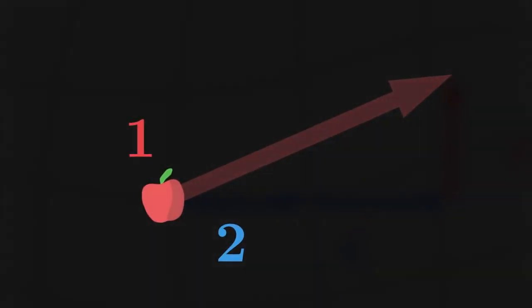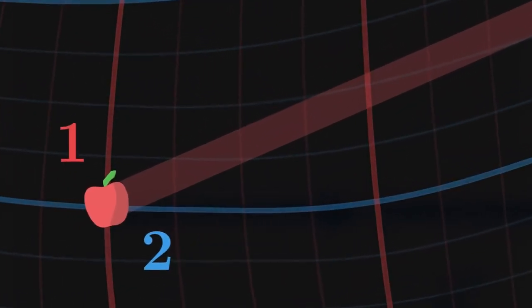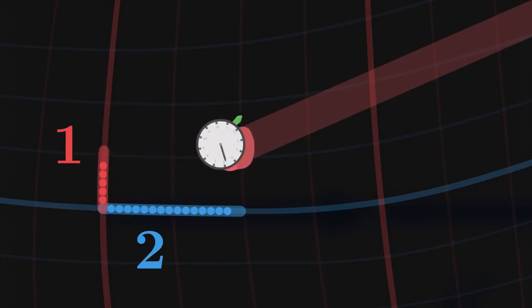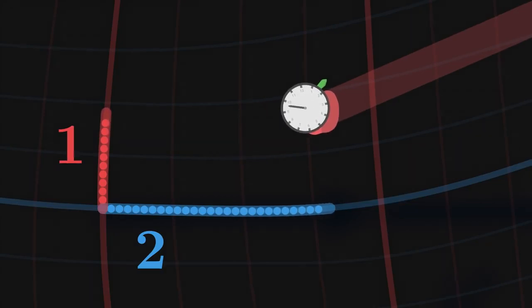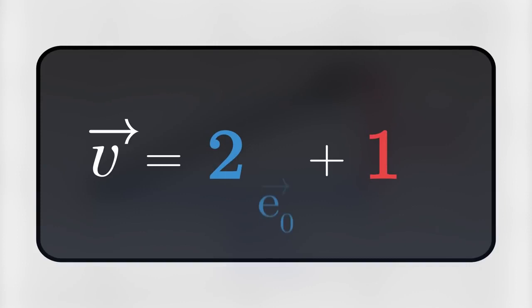The value of a component indicates the rate at which the corresponding coordinate increases. In a way, we measure the rate at which the apple moves along each of the 2 coordinates as proper time goes by. More generally, we can write the velocity vector as the sum of its components multiplied by the basis vectors.